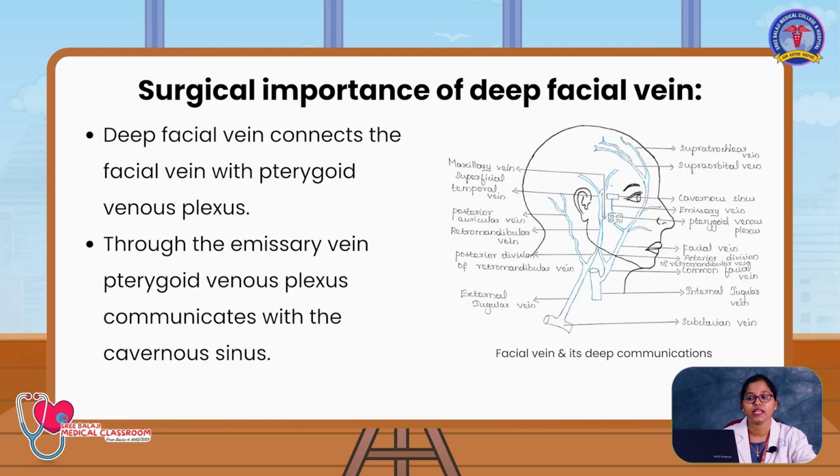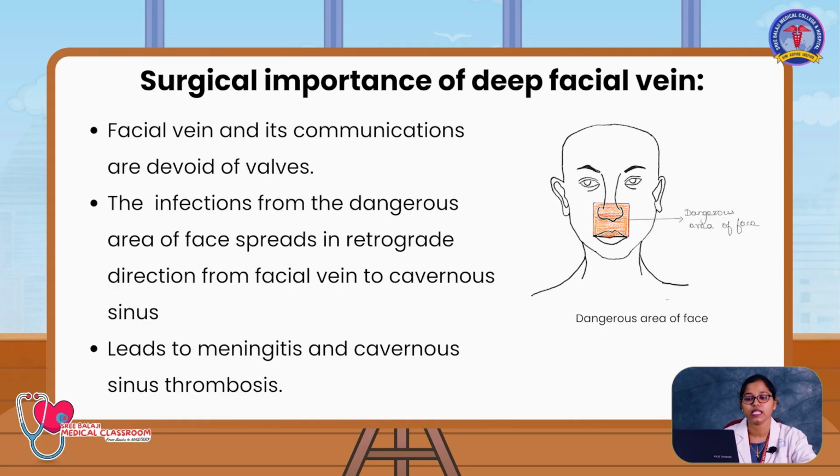The deep facial vein connects the facial vein with the pterygoid venous plexus. Through the emissary vein, the pterygoid venous plexus communicates with the cavernous sinus. The facial vein and its communications are devoid of valves. So infections from the dangerous area of the face spread in a retrograde direction from the facial vein to the cavernous sinus, leading to meningitis and cavernous sinus thrombosis.